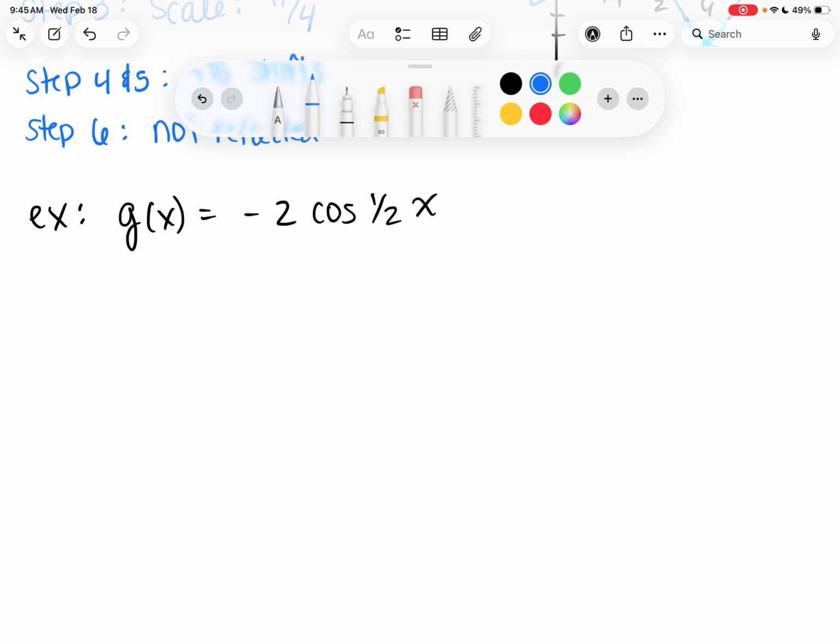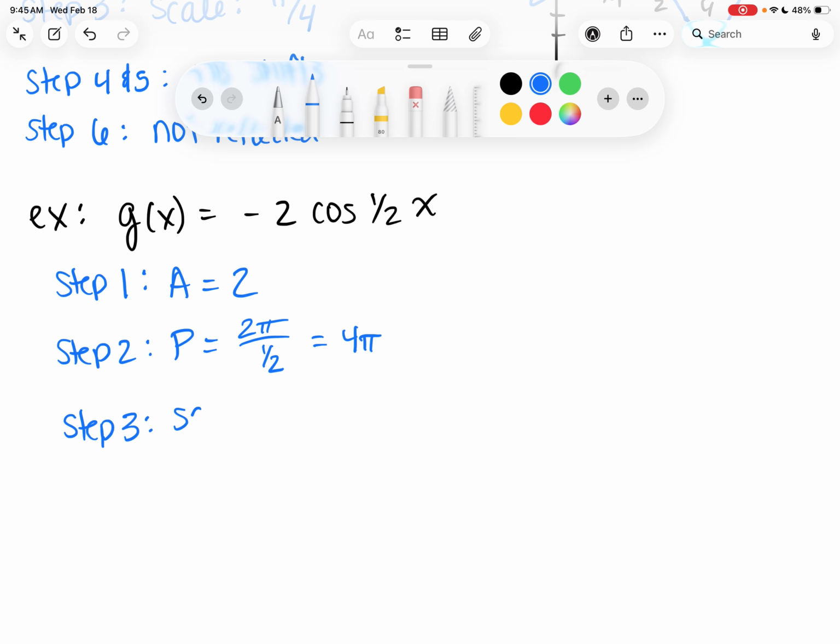Okay, so step 1, the amplitude. 2. Step 2, the period. I need my notes. 2 pi over 1/2, which is what? 4 pi. Then I'm going to do step 3, which is finding my scale, which is the period over 4. So 4 pi over 4, just pi. Those ones are nice.